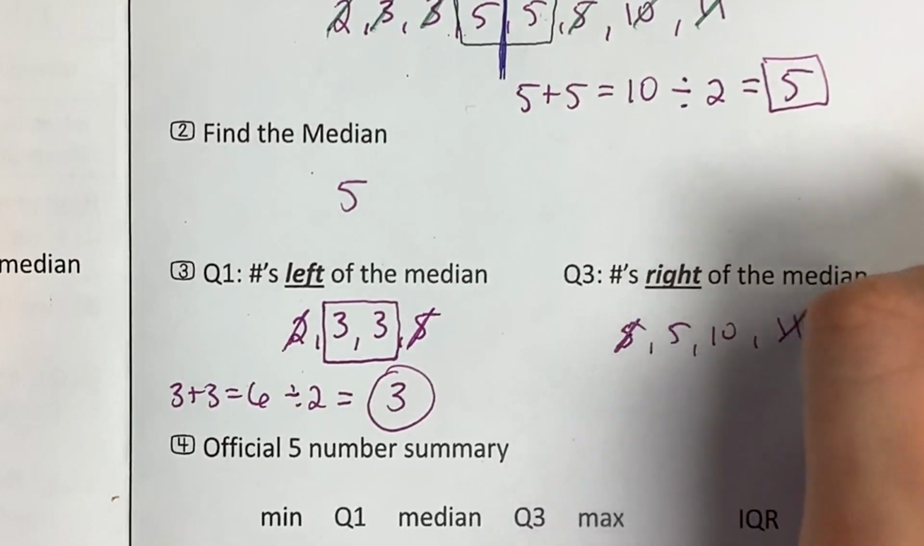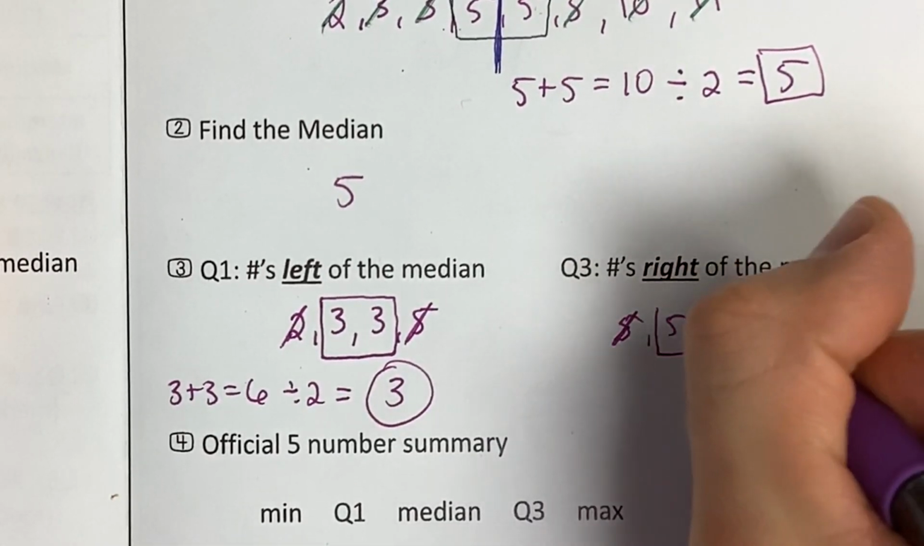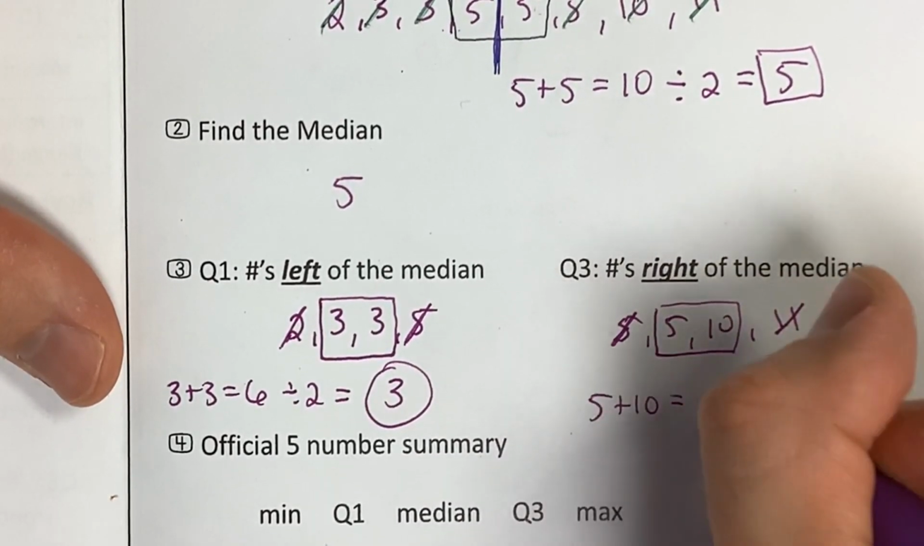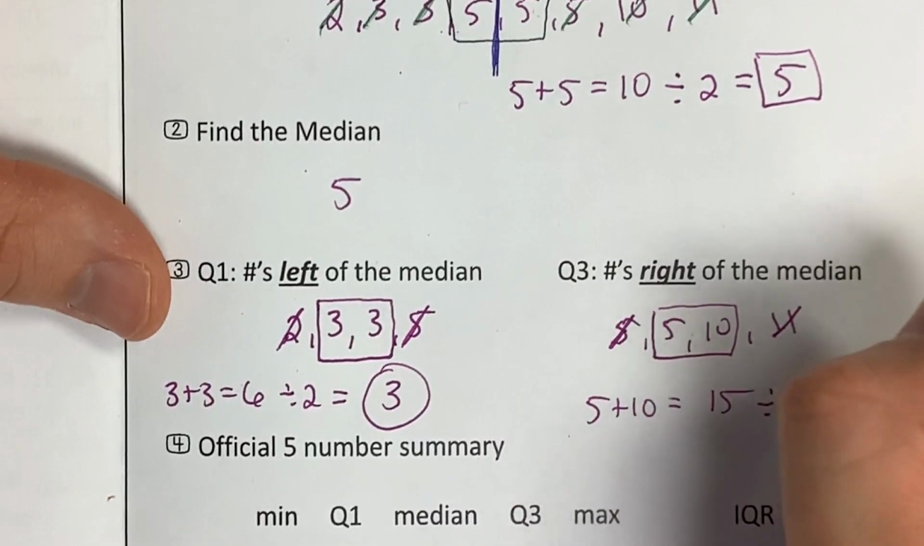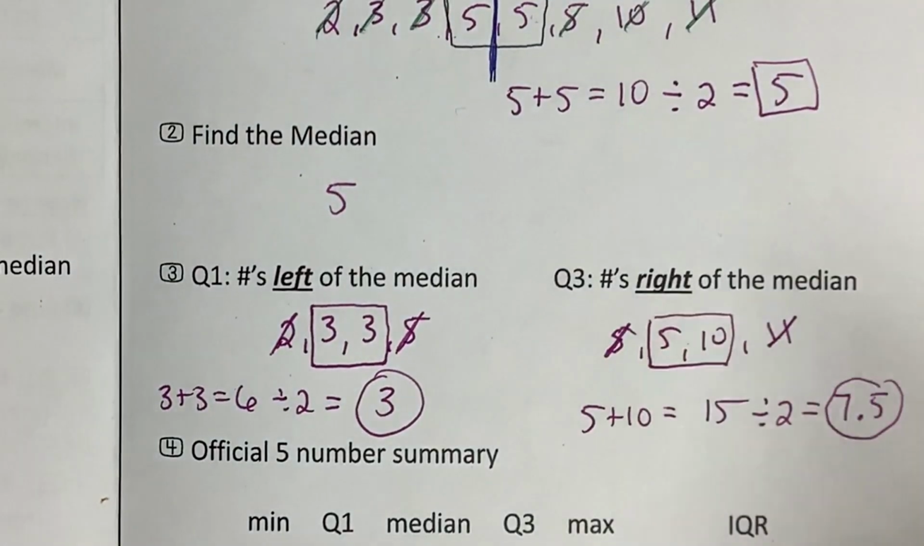I cross off my edges. Oh my gosh, I have even numbers, so I have two numbers tied for middle. So I'm going to add them together. 5 plus 10, what does that give me? 15. 15 divided by 2, what does that give me? Oh, it's going to give me 7.5. And now I did the hard part, so let's evaluate.